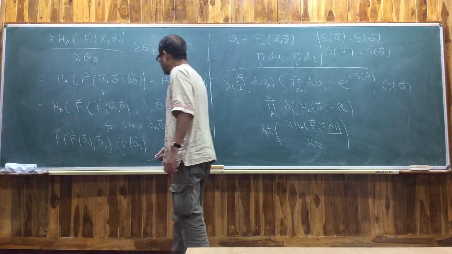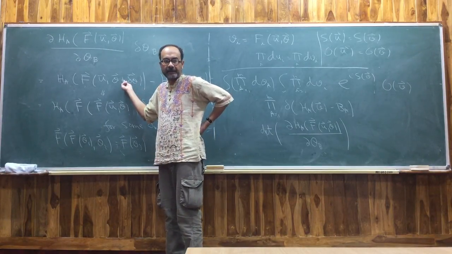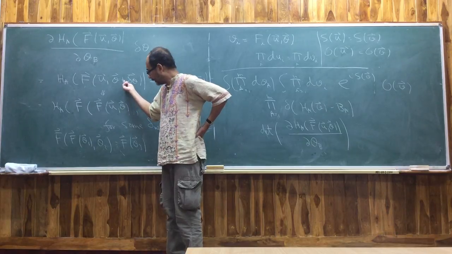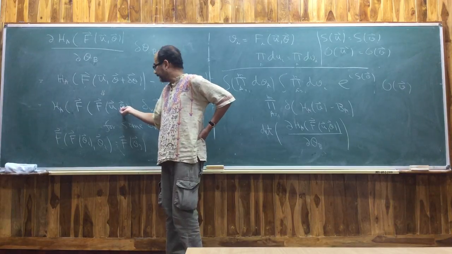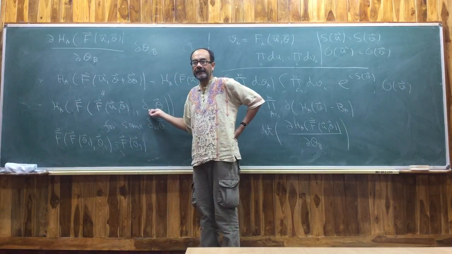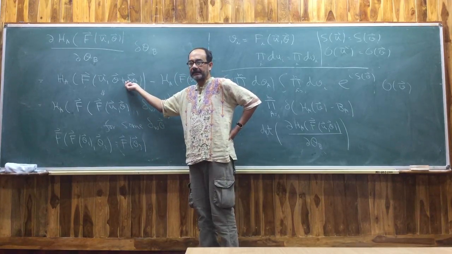So here, our theta 3 is given. That's theta plus delta theta. This is our theta 3. This is the final thing that we want. Theta 1 we choose to be theta. Okay? So then that must be some group element which composed with this one will generate this. Is that clear?